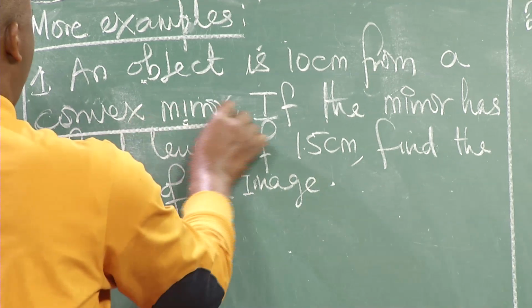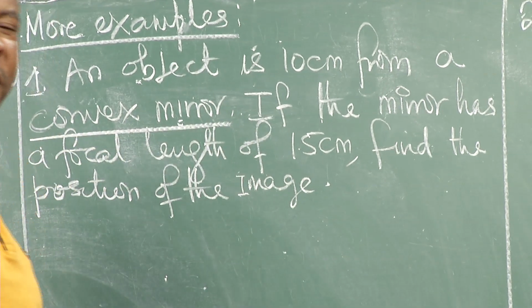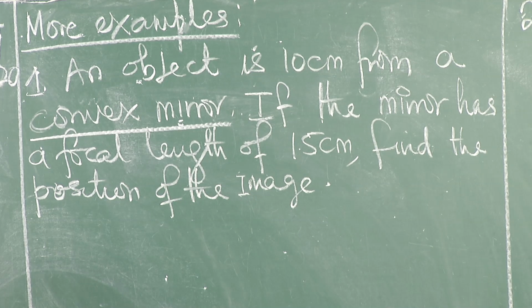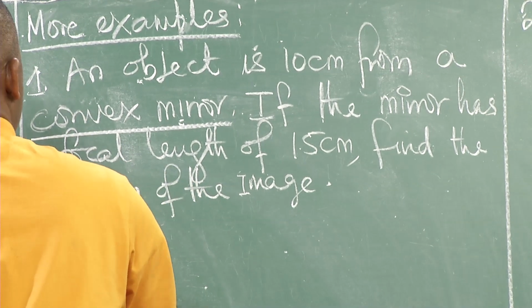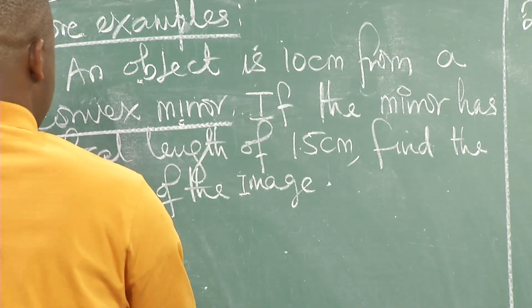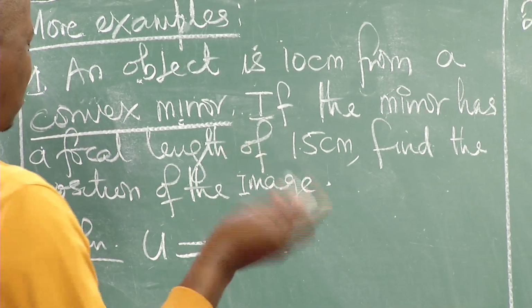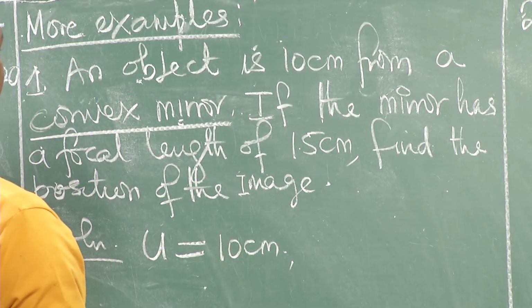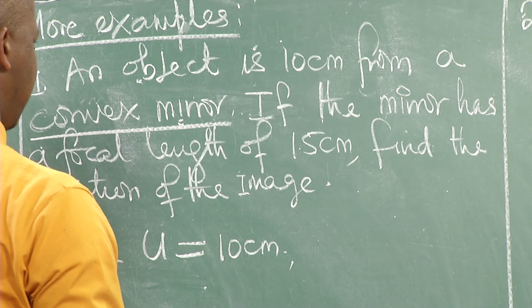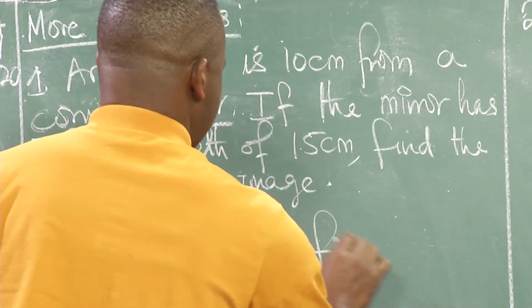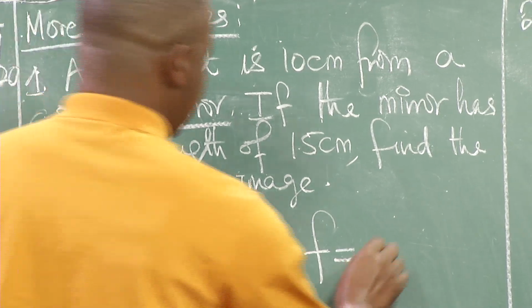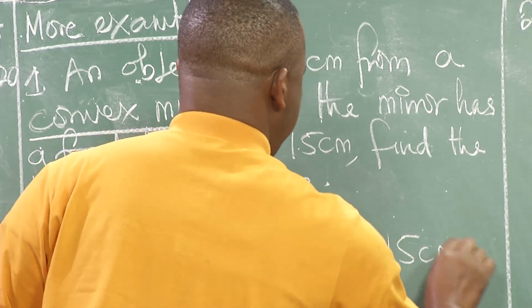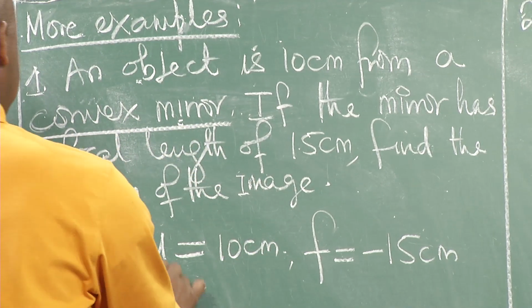The key points here are convex mirror. We already looked at that for a convex mirror, the focal length is negative. In other words, the principal focus is virtual. So we shall consider for our solution that we have been given an object whose symbol we use U, and U is 10 centimeters, and the mirror is convex. They are saying the mirror has a focal length of 15, and since the mirror is convex, the focal length must be negative 15 centimeters. They want us to find the position of the image.